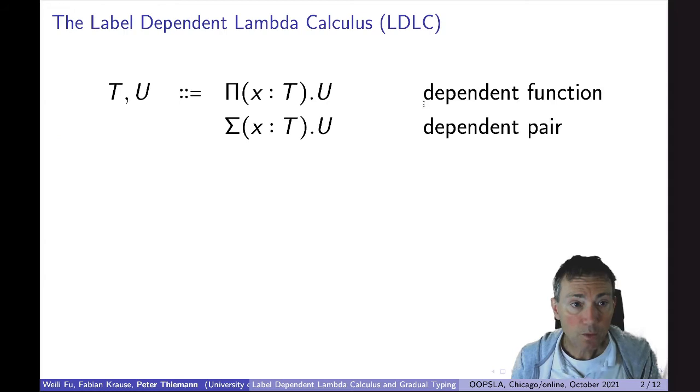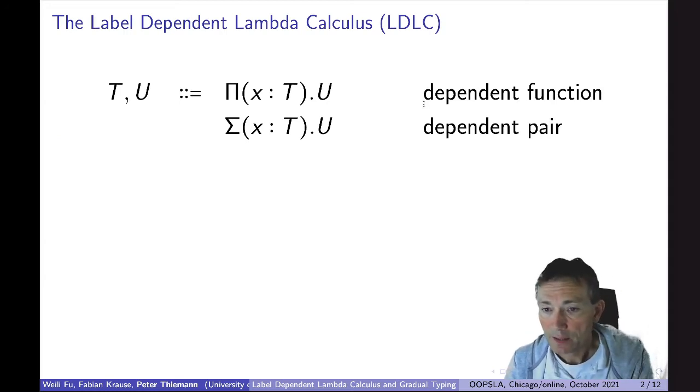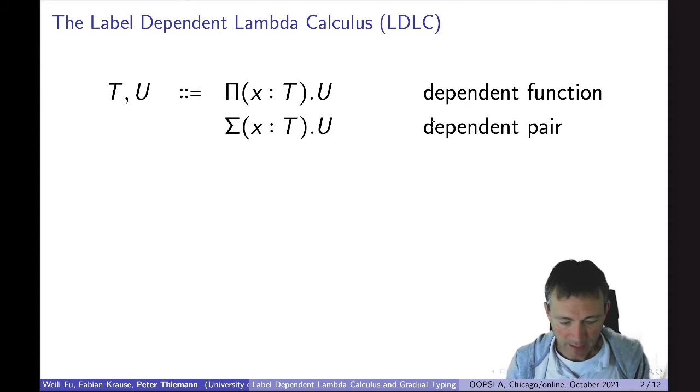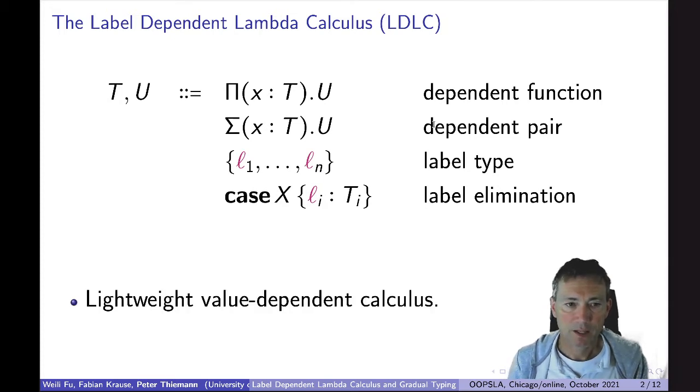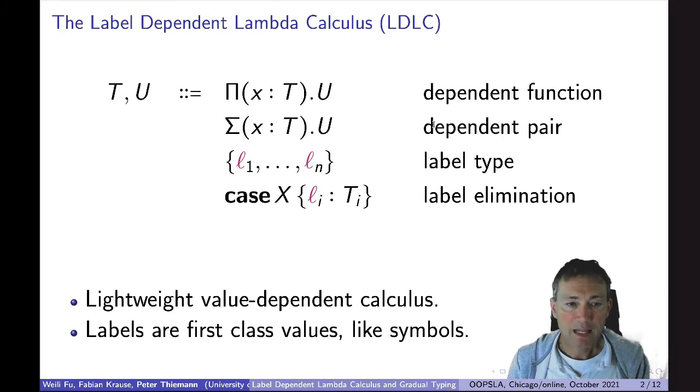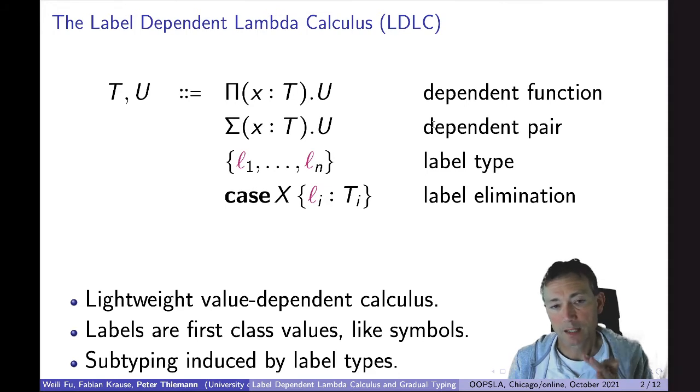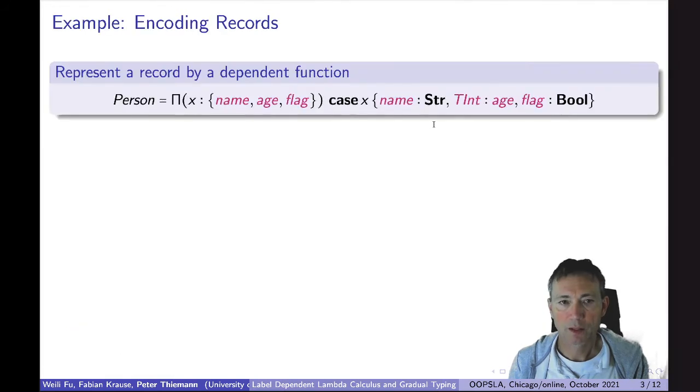Well, let's start with looking at the label-dependent lambda calculus. This is a language with lightweight dependent types. There is the usual dependent function and pair type, and in addition to that, there are label types, and there is a label elimination construct which takes place on the type level as well as on the value level. As I already said, it's lightweight and value dependent, so the semantics is based on call by value. Labels are a bit peculiar to this calculus. They are first-class values, just like symbols. The only thing you can do with them is compare them for equality and use the label elimination in order to distinguish them. There's also subtyping induced by label types and pull through dependent functions and pairs, but we're not going into that for lack of time.